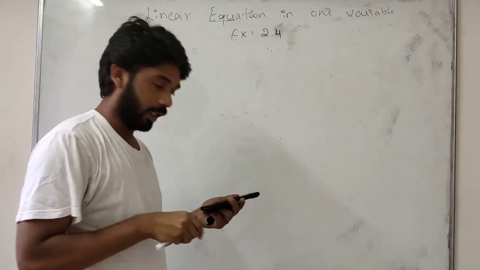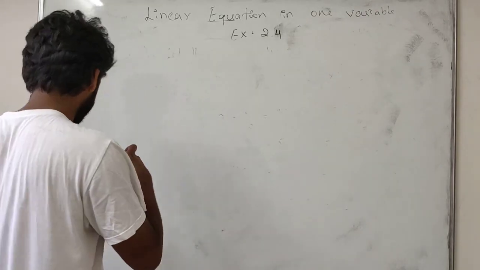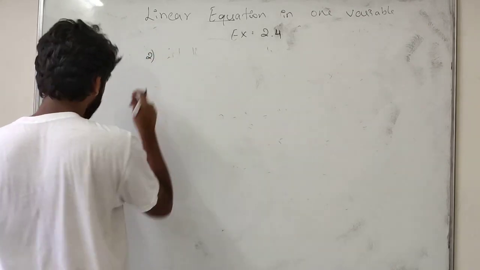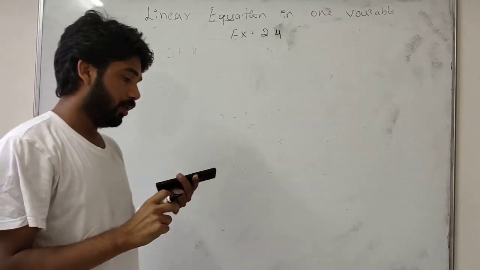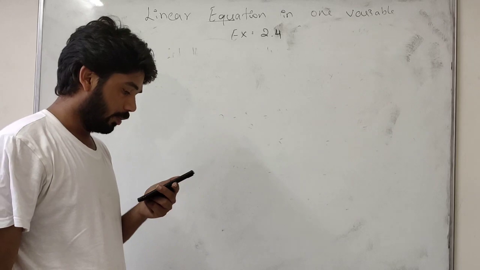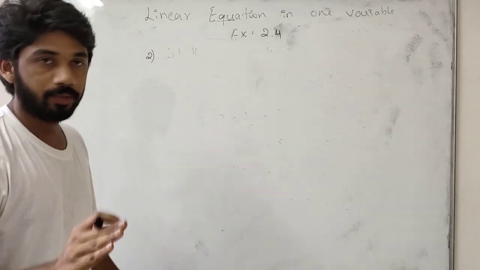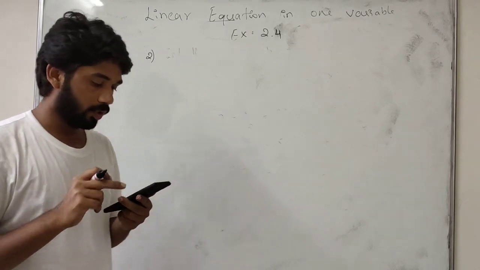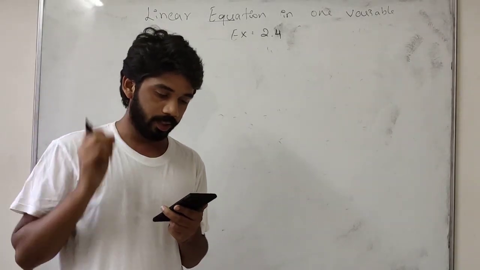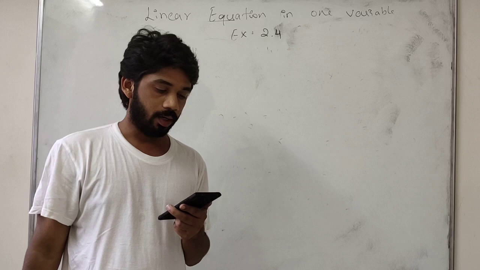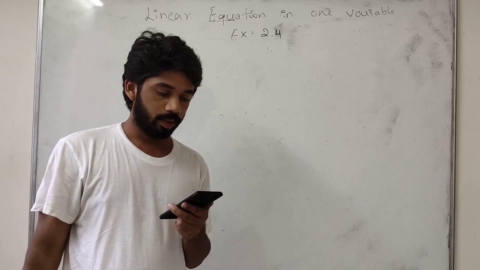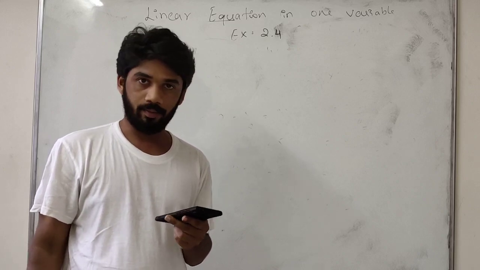So next problem, second one. A positive number is 5 times another number. First I will read out the whole question. A positive number is 5 times the other number. If 21 is added to both the numbers, then one of the new numbers becomes 2 times the other new number. What is the number? We have to find the number.